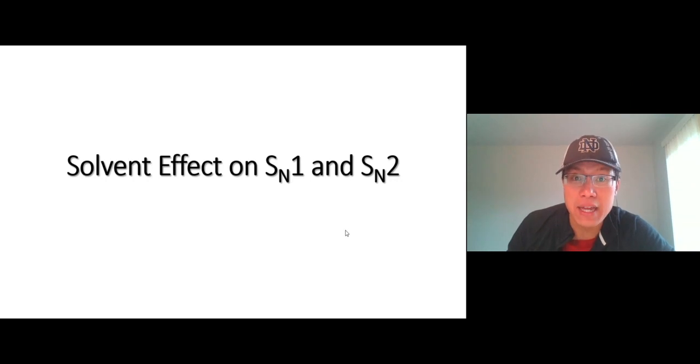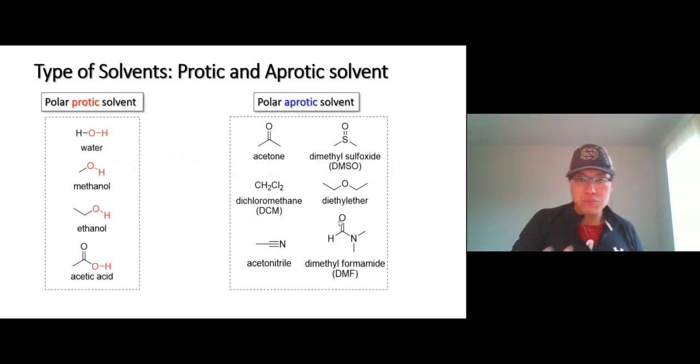Okay, another factor that affects the rate of an SN1 and SN2 reaction, besides the structure of the substrate or the alkyl halide, is the solvent. Solvent also plays a role in facilitating or slowing down the rate of an SN1 or SN2 reaction. At the end, you should be able to pick an appropriate solvent for a reaction that you're doing, either an SN1 or SN2.